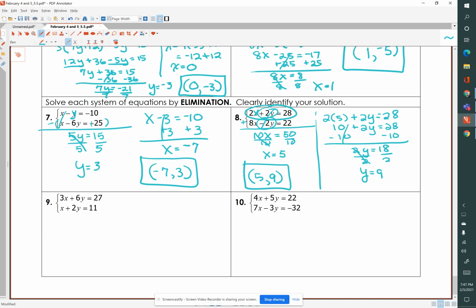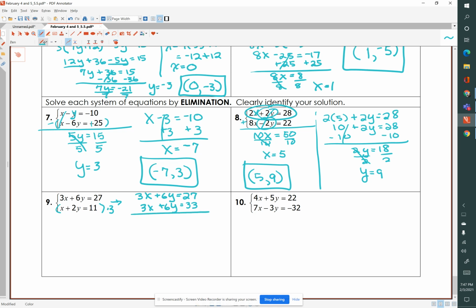And number 9, I've got 3x and 1x, 6y and 2y. If I multiply the second equation by 3, let's see what happens. So the first equation is 3x plus 6y equals 27. The second equation is 3x plus 6y equals 33.